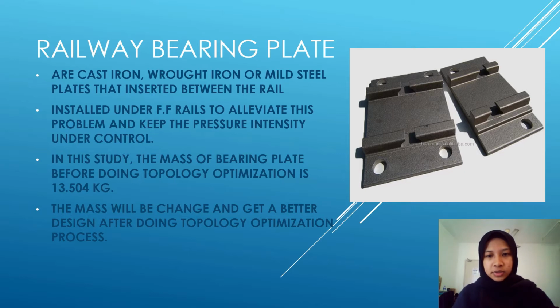Before doing the topology optimization process, the mass of the bearing plate that we use is 30.504 kg. After doing the topology optimization process, the mass of the plate is slightly different than before and becomes a better design.